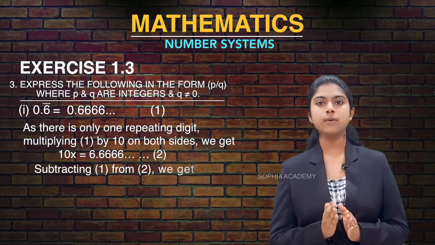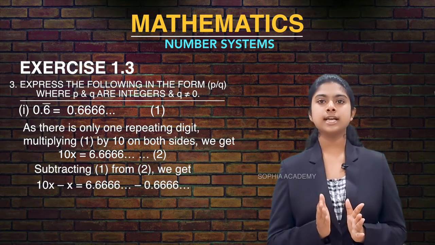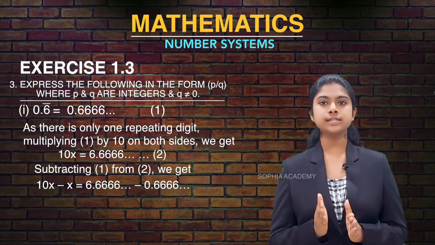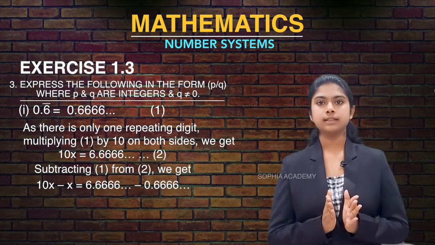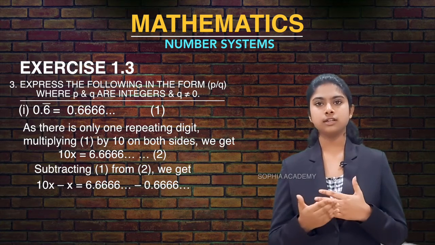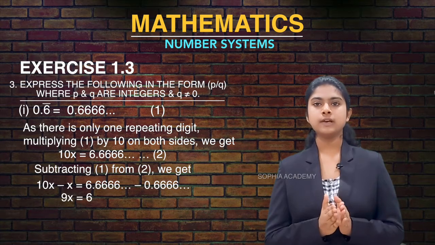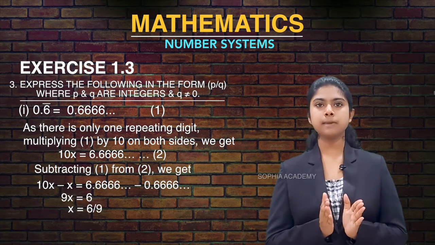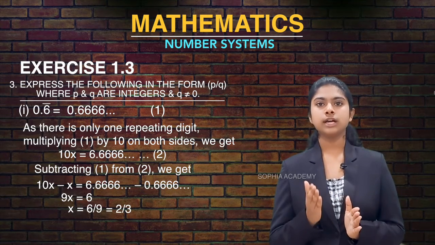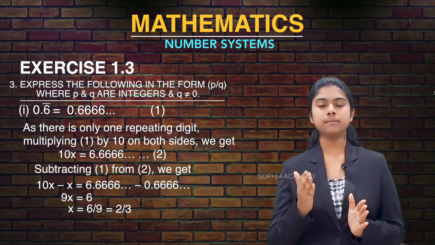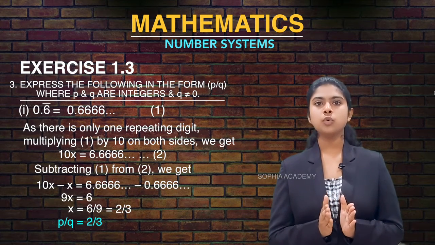Now subtracting equation 1 from equation 2, we get 10x minus x is equal to 6.666 minus 0.6666. That is, when we solve that third equation, we see that 9x is equal to 6, where x is equal to 6 by 9, which can be further written as 2 by 3. So the fractional form, that means the p by q form of 0.6 bar, is 2 by 3.